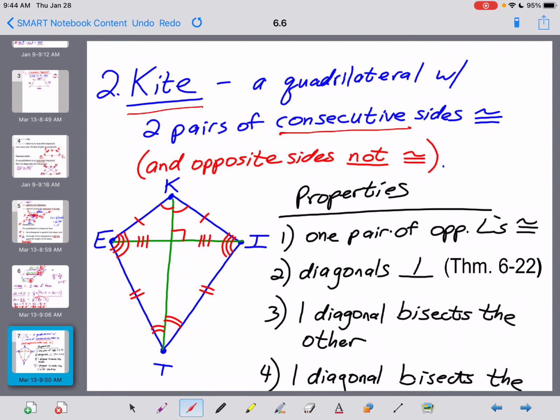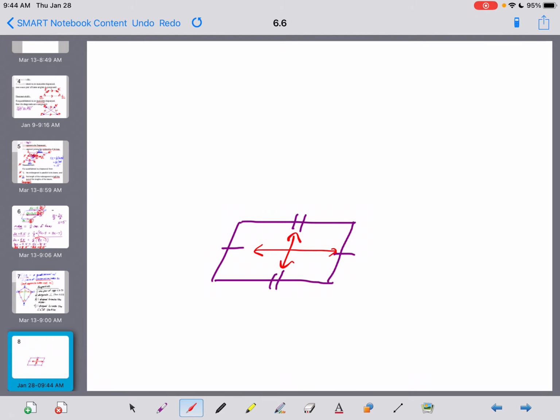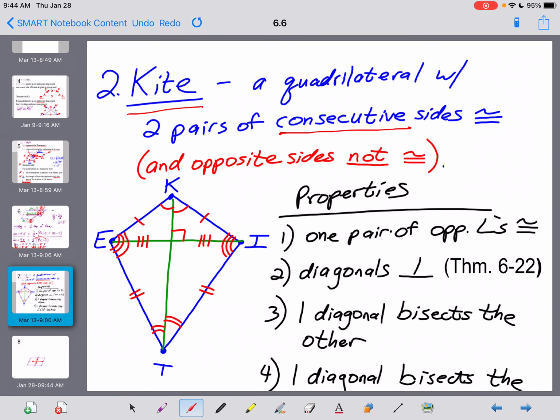Now, that can be a little bit tricky because, let me add a page right here. We learned a while ago that if you have a quadrilateral in which both pairs of opposite sides were congruent, if the left is congruent to the right and the top is congruent to the bottom, then this figure right here is automatically a parallelogram. This is what it looks like when you have 2 pairs of opposite sides congruent. The top is congruent to the bottom and the left is congruent to the right. Those are opposite sides. But in a kite, everybody, we're talking about consecutive sides being congruent.